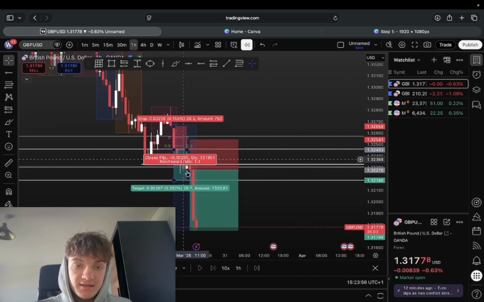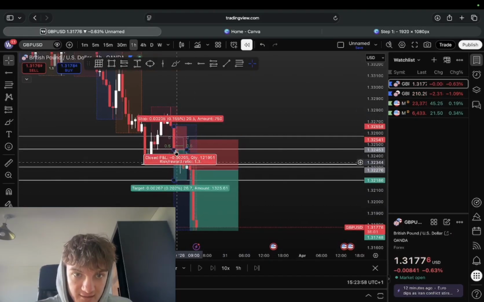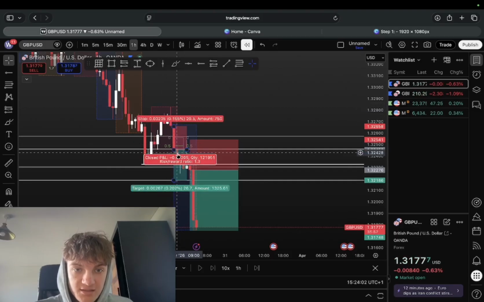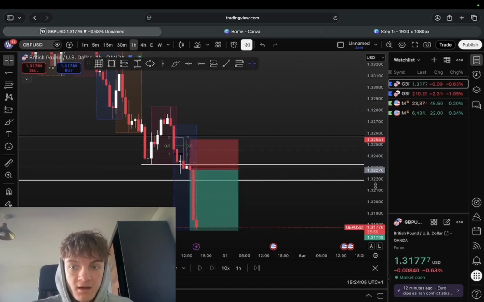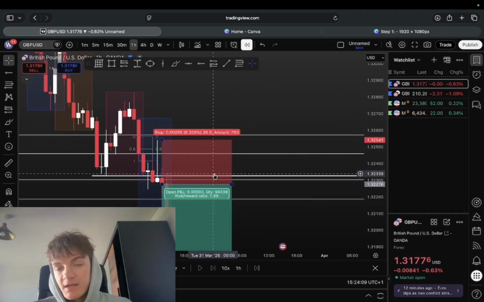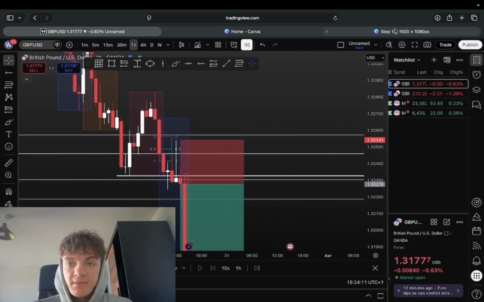Is price going to continue in this trend? Look what's happening. We're going down. Break of structure to the downside. Continuation confluence. And now entry confluence. Price comes up into this imbalance. But I'll talk about that in a minute.